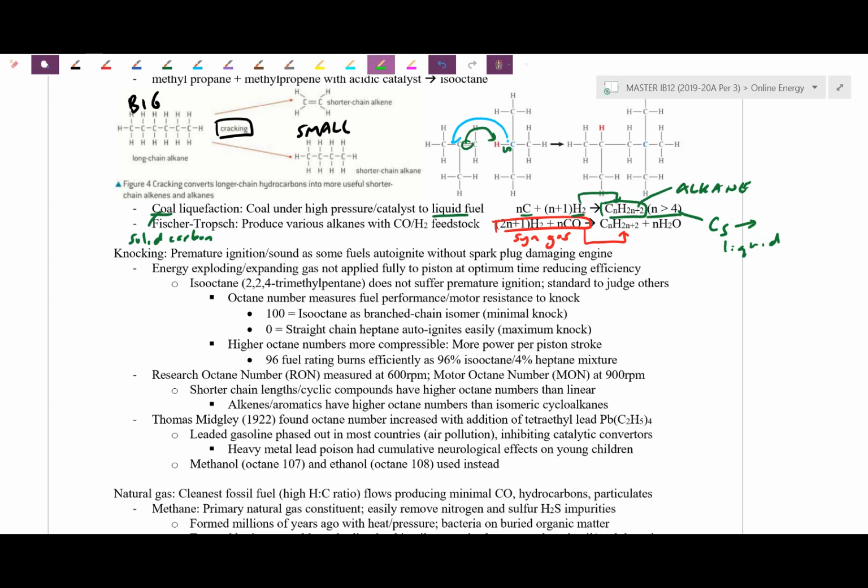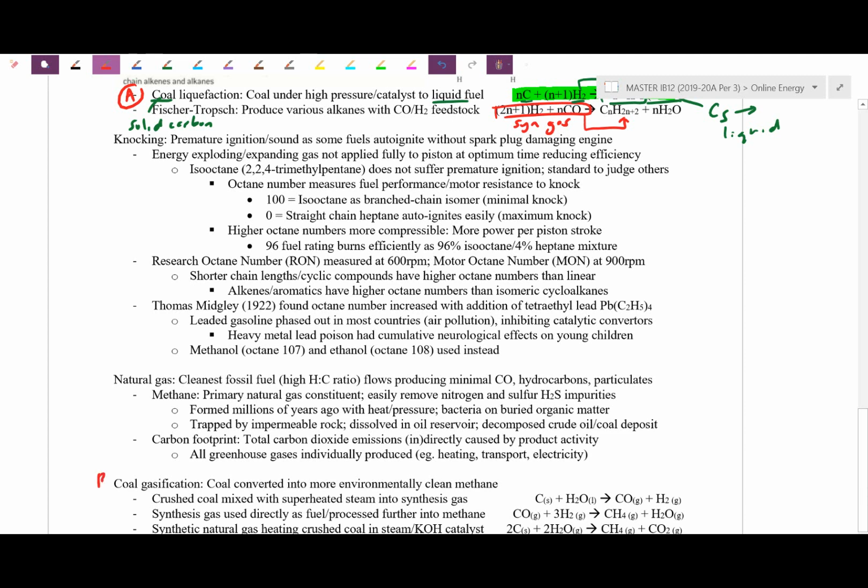These reactions here, they do ask you fairly commonly, so make sure you know at least a reaction for what coal liquefaction looks like. So let's call that A. Coal gasification, I have it down here, so let's call this B. Similarly, sort of same idea.